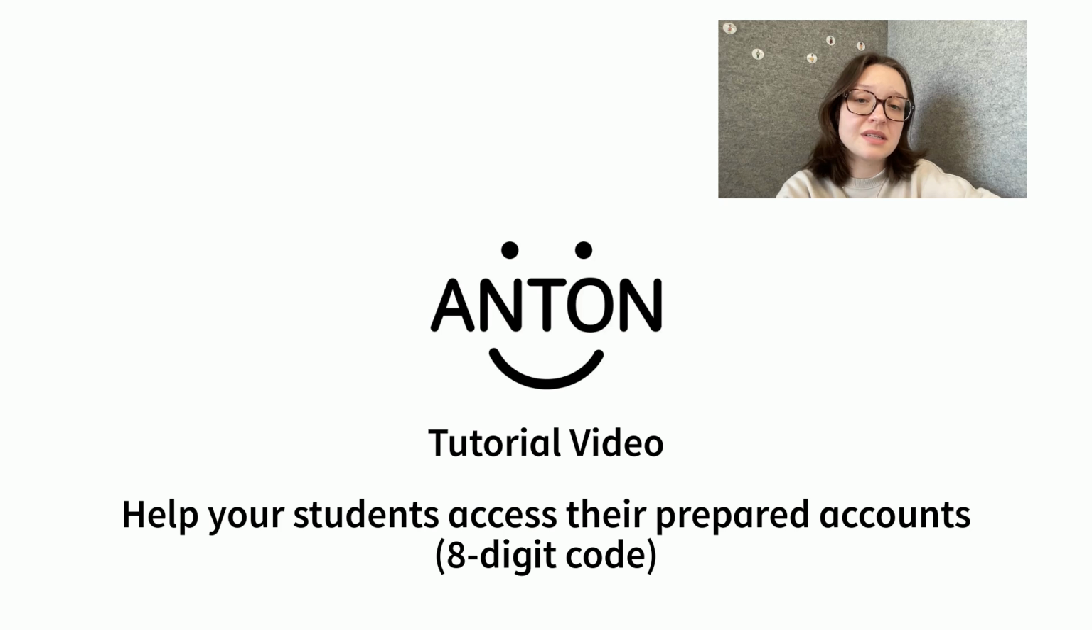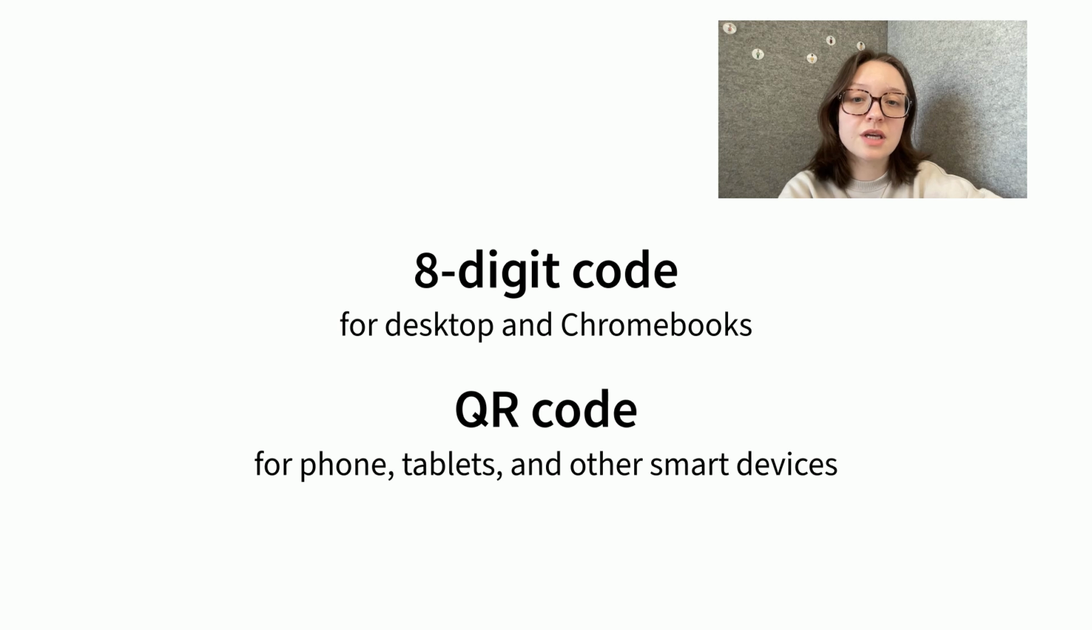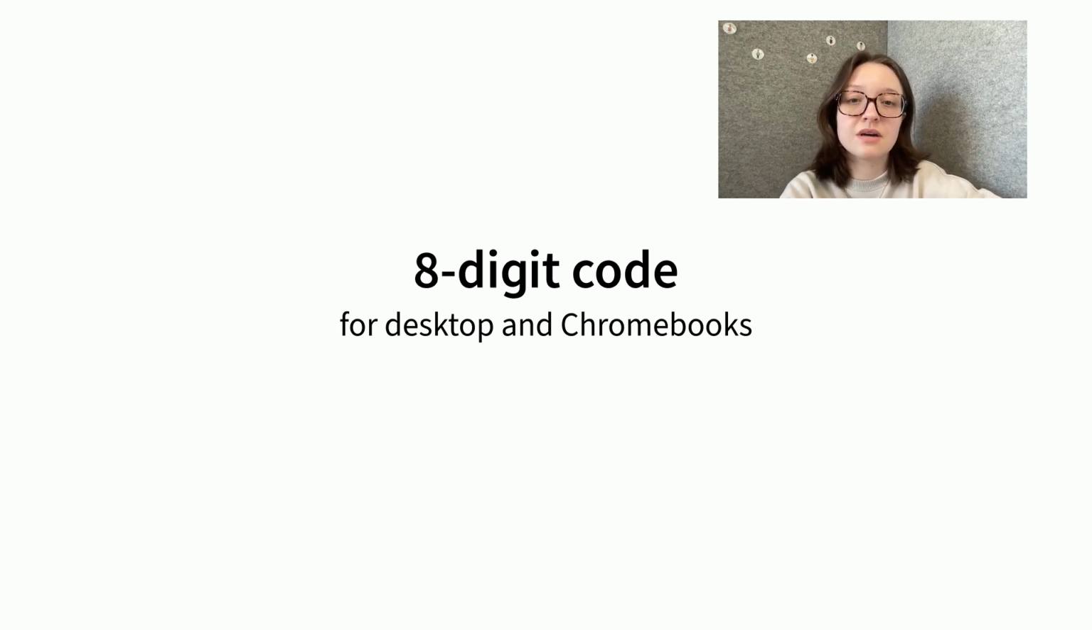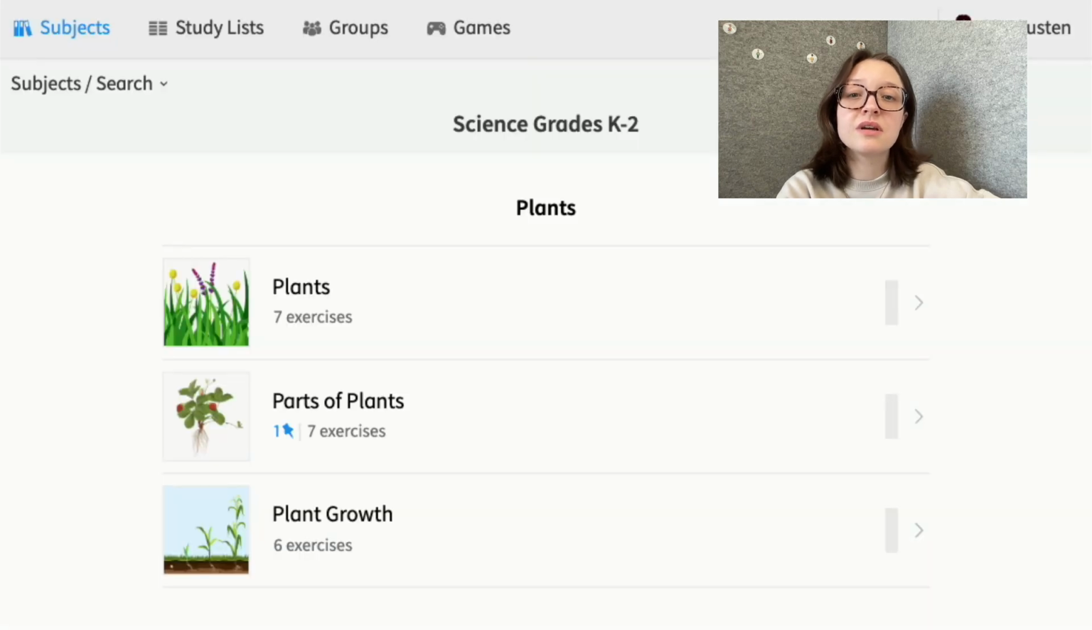Let's log your students into Anton for the first time. There are two ways students can join, either using their 8-digit code or using a QR code. Today, I'll help you log your students into Anton for the first time using their 8-digit code. The easiest way to access all your student codes at once is by finding and printing your group student list.